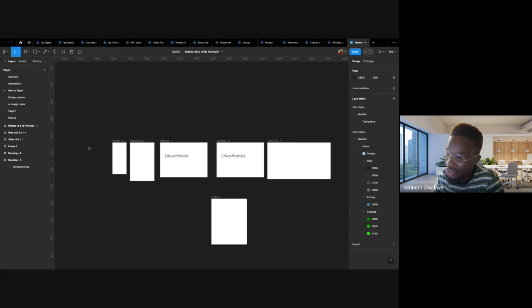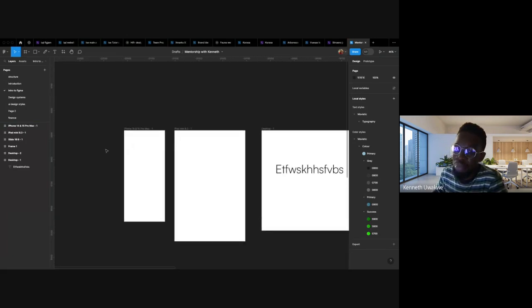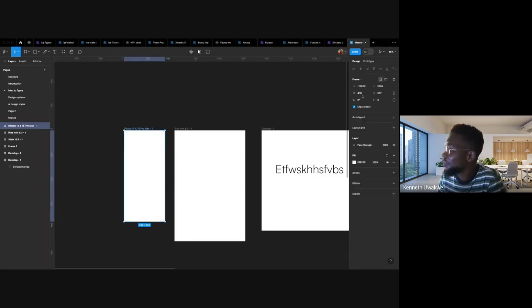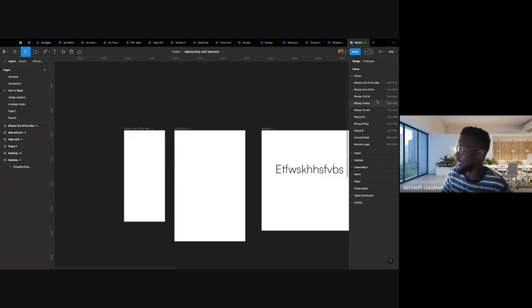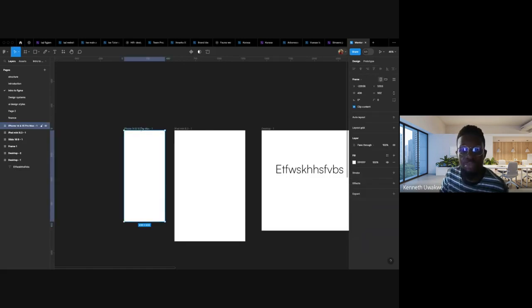Now, what are breakpoints? A breakpoint is the point where your design gets to before it changes when your screen size increases. So right now, any screen size below 430 to as low as 375. Let's open the frame again and see the smallest screen size. See, we have 320. Yes, 320 to 430. Any screen size from 320 to 430 will maintain this design, whatever design I have here. So the breakpoint for my mobile experience is 430.